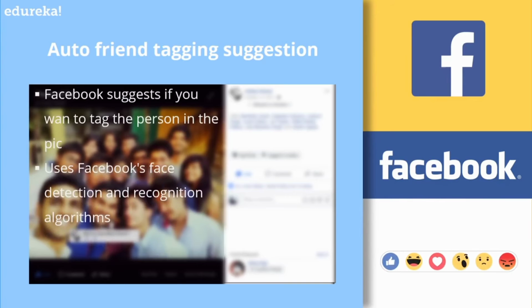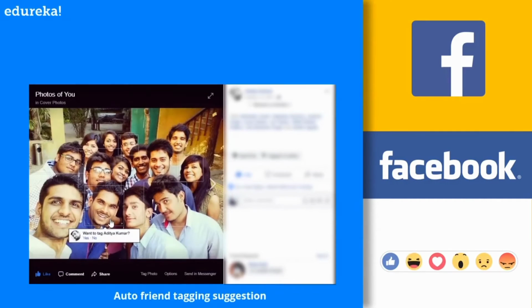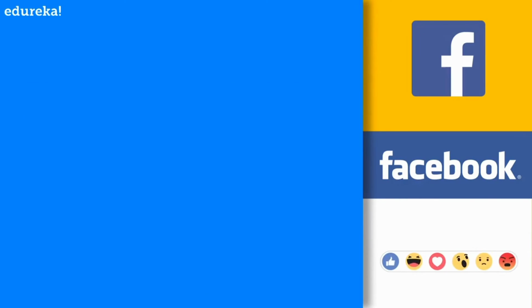This is done by Facebook's face detection and recognition algorithm, which is based on the advanced deep learning research project called DeepFace. DeepFace is a deep learning facial recognition system created by a research group at Facebook. It identifies human faces in digital images. For example, in this picture, Facebook is automatically identifying the person in the picture and is asking me whether I want to tag that particular person or not. And just to tell you, yes, it has predicted the person correctly.